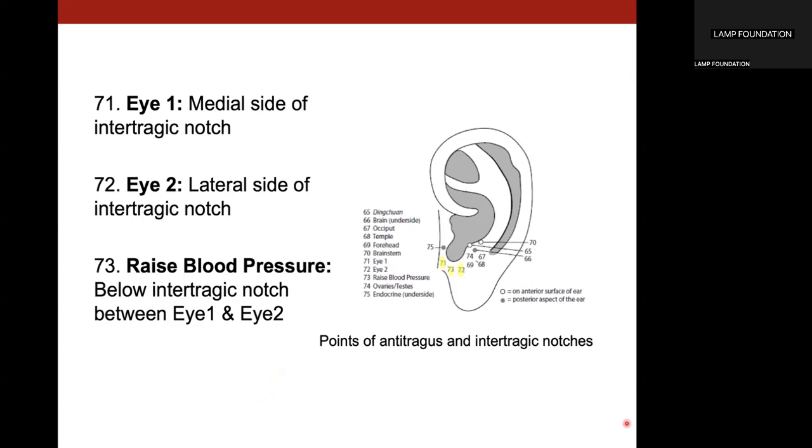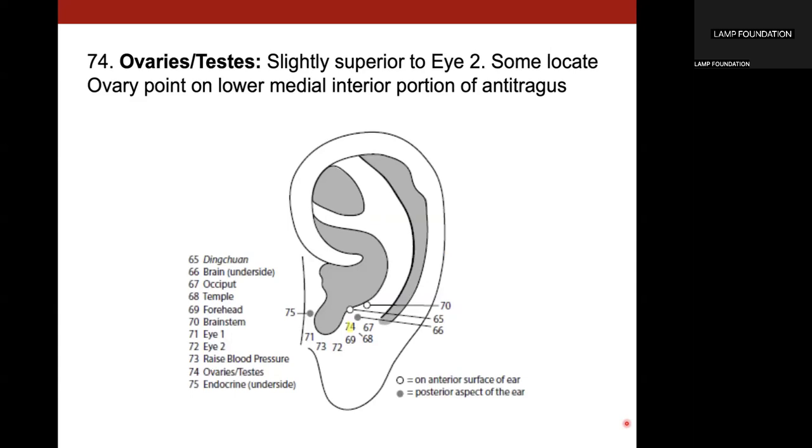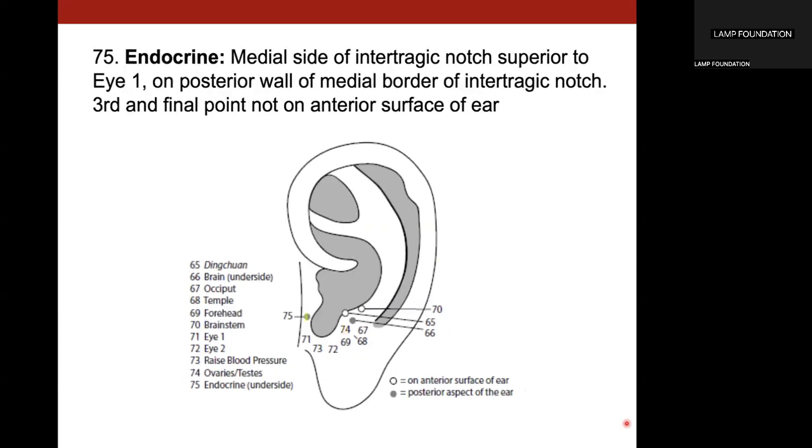71 and 72 are the eye points, I1 and I2. I1 is located on the medial side of the intertragic notch, I2 lateral side of the intertragic notch. 73 is the raised blood pressure point below the intertragic notch between I1 and I2. 74, ovaries or testes, slightly superior to I2. Some locate the ovary point on the lower medial inferior portion of the antitragus.